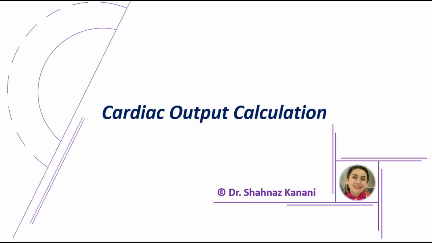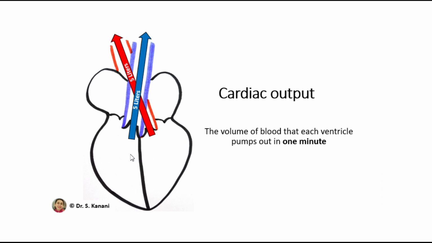Cardiac output is the volume of blood that each ventricle pumps out in 1 minute, in 60 seconds. Please keep in mind the volume of blood that the right ventricle pumps into the pulmonary trunk in 1 minute equals the volume of blood that the left ventricle pumps into the aorta in 1 minute. So cardiac output of the two sides of the heart is the same.